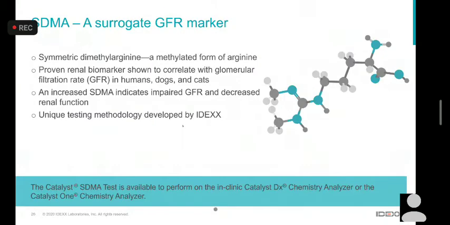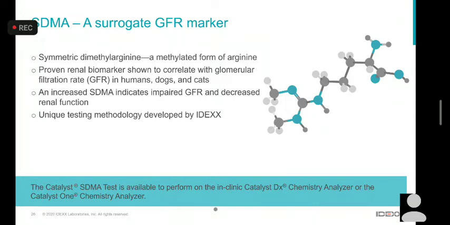A few years back, SDMA was also released to the veterinary world as the IDEXX SDMA, which is available on the Catalyst chemistry platform. Now, it's basically just a methylated form of arginine that is produced in all nucleated cells at a steady rate when protein metabolism is happening. It's been shown to correlate really well with the GFR in humans, dogs, cats, rats, and horses as well. And if you have an increased SDMA, it indicates that your GFR is decreased. That's basically what it does.